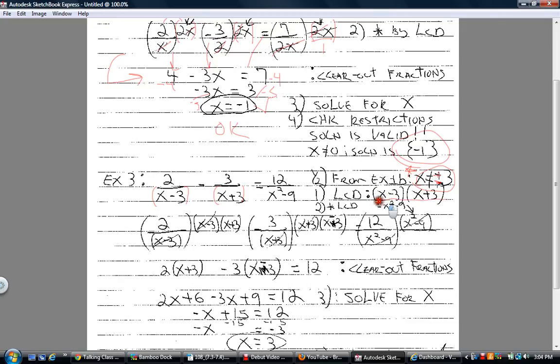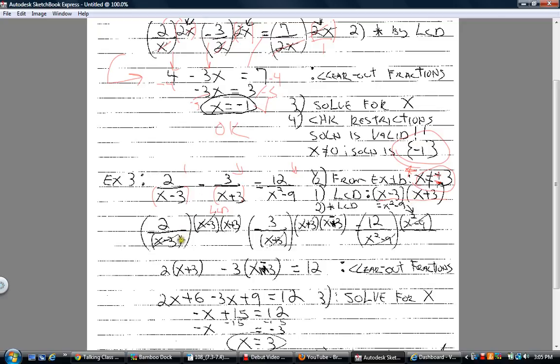Okay, take the LCD and multiply it by every term. So I'm multiplying it here, here, these are little arrows, and here. And that's what I'm trying to show. LCD, LCD, LCD. Now look how I put it as x squared minus 4. That's okay, because they're equivalent.